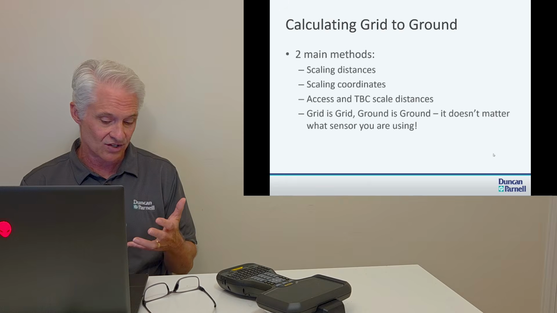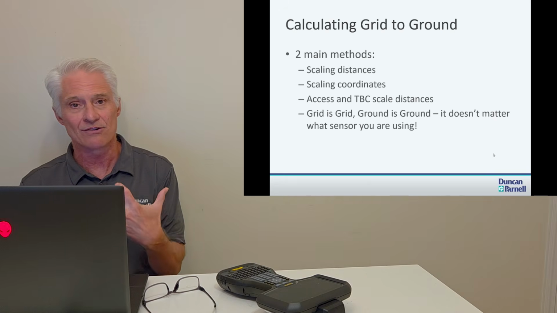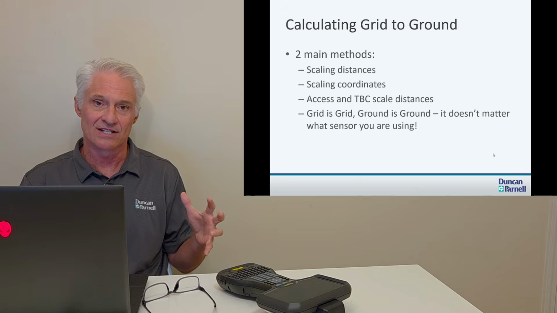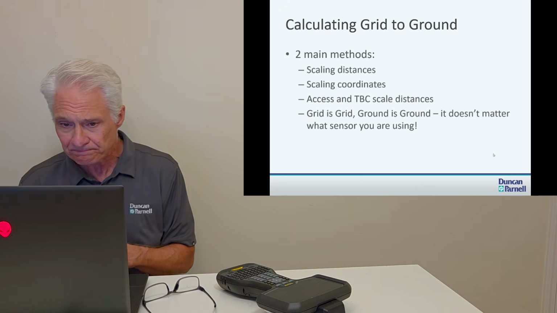That's how Trimble Access does it. That's how TBC does it. That's how a lot of DOTs do it, because that minimalizes the distortion amount in the coordinates, right?